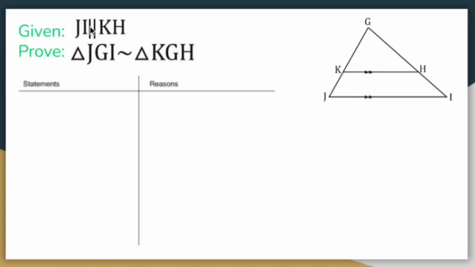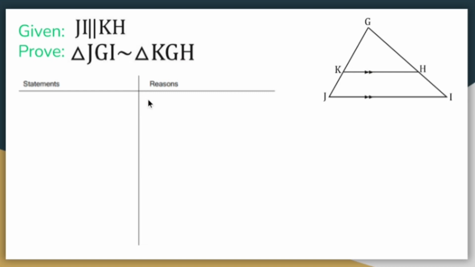Given JI is parallel to KH, so these are parallel. Great. I need to prove that JGI is similar to KGH. Now, that shape means similar. Similar is different from congruent. Congruent means they are exactly the same. Similar means they're the same shape, it's just that one's bigger than the other.